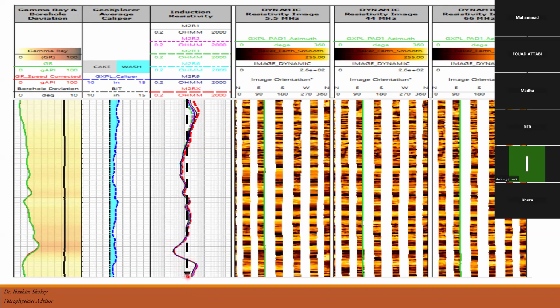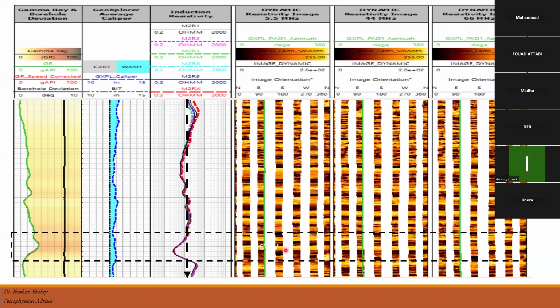This is a line of 20 ohm meter. Okay, let's take this for example. So this interval, as we can see here, is a low resistivity zone, and in this interval we have recorded three modes: low frequency, medium frequency, and higher frequency mode.